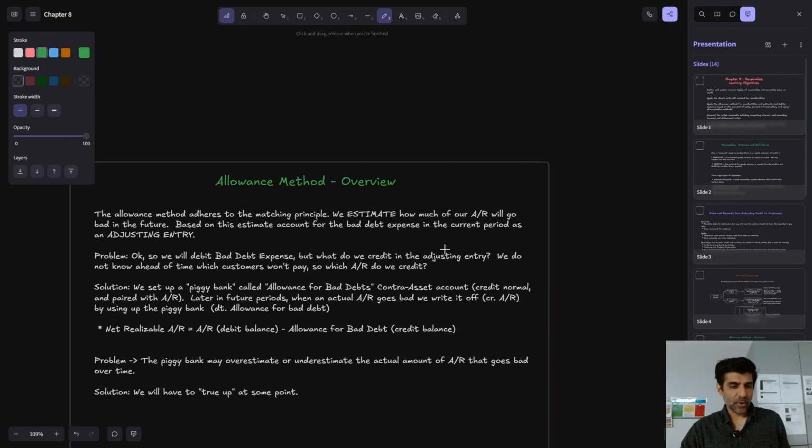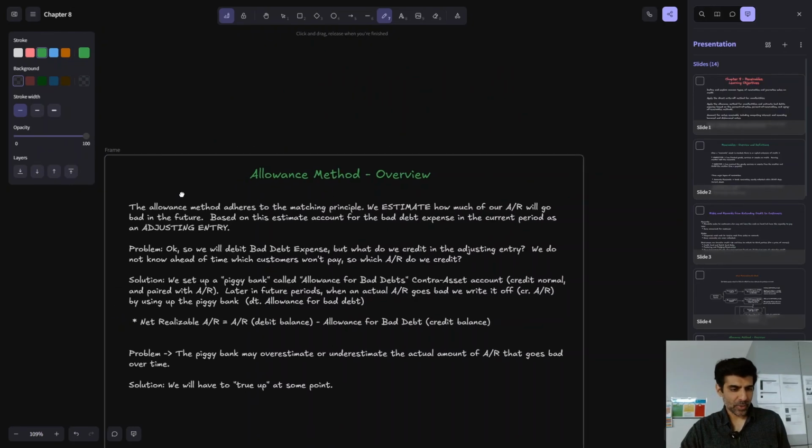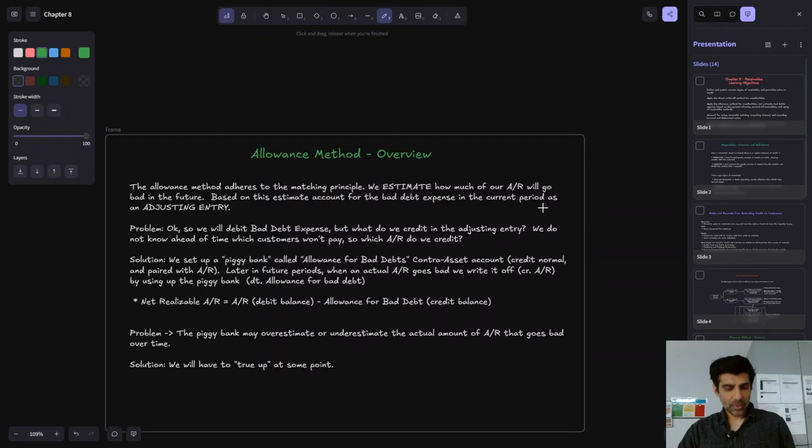Okay, so again, the allowance method, I think we've already talked about a lot of this. The allowance method is going to be adhering to the matching principle. That's the whole reason why we're doing it. We don't know ahead of time who's not going to pay us and how much. Okay, so we're going to have some generic way to deal with this.